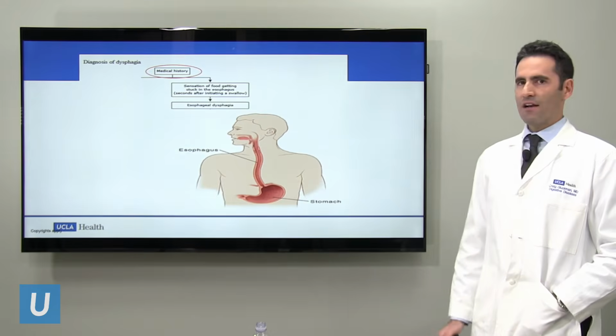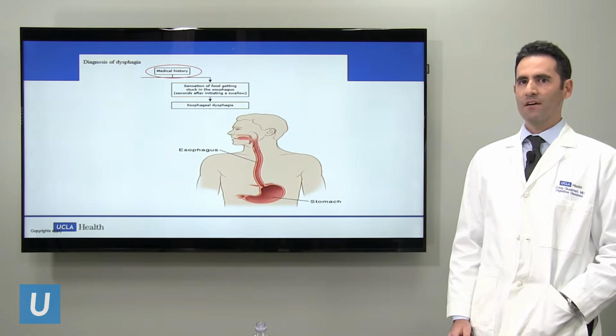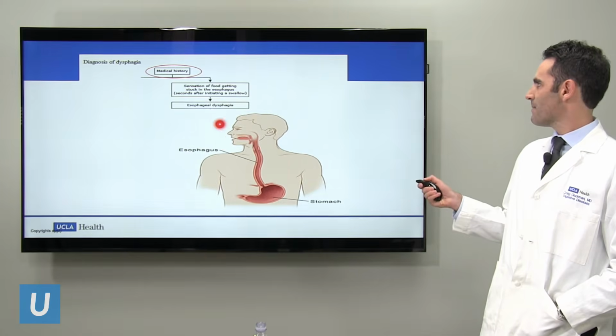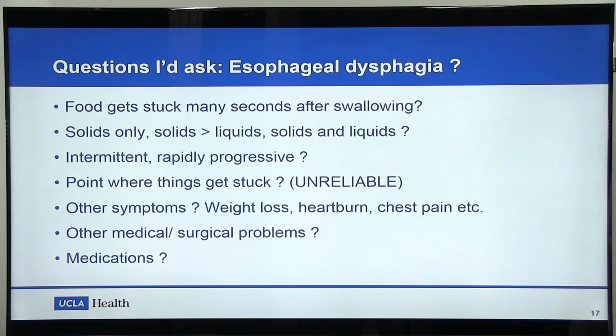So I've said a lot about oropharyngeal dysphagia. Now I'm going to move on to the next main broad category, which we call esophageal dysphagia. And remember, the esophagus is the tube that connects the mouth to the stomach. And these are the questions I'd ask any patient who I suspect has esophageal dysphagia.